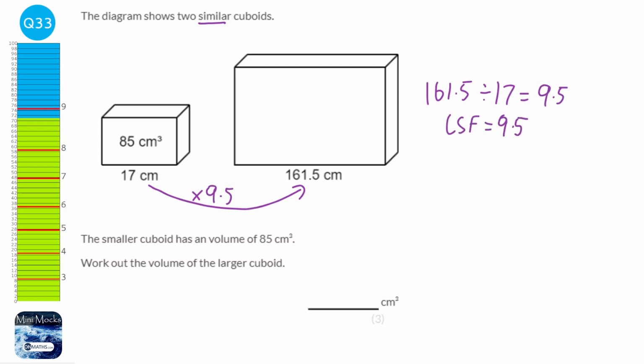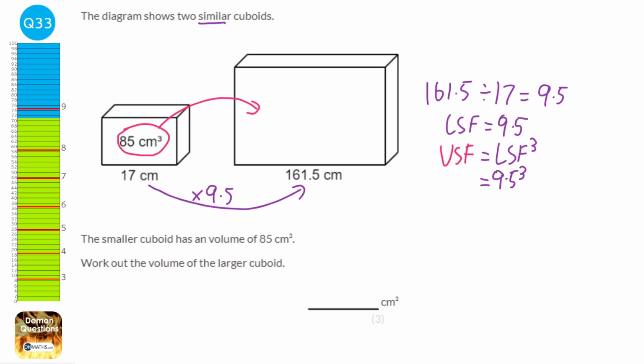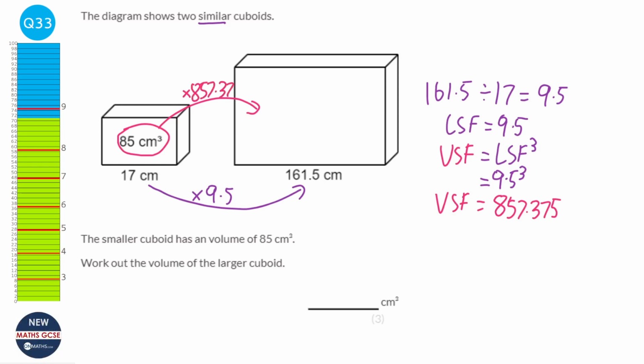Now this is all about volumes, and we're told that the smaller volume is 85, and we've got to work out what the larger volume is. So to work out what a volume scale factor is, what we do is we cube the linear scale factor, because in a volume there's 3 dimensions, so we're going to times it by the linear scale factor 3 times. So 9.5 cubed, so the volume scale factor is going to be 857.375. So we're times anything, or any volume, by that, and it will give us the larger volume.